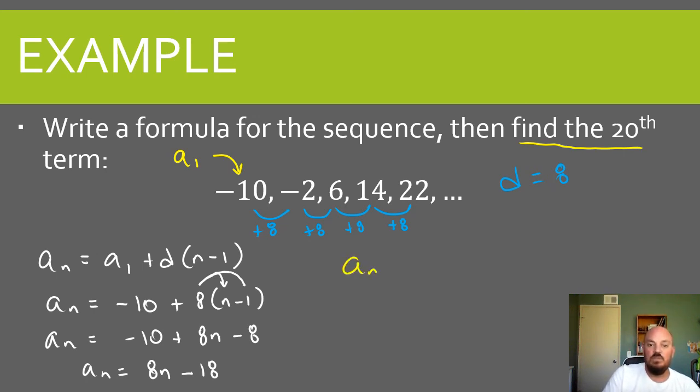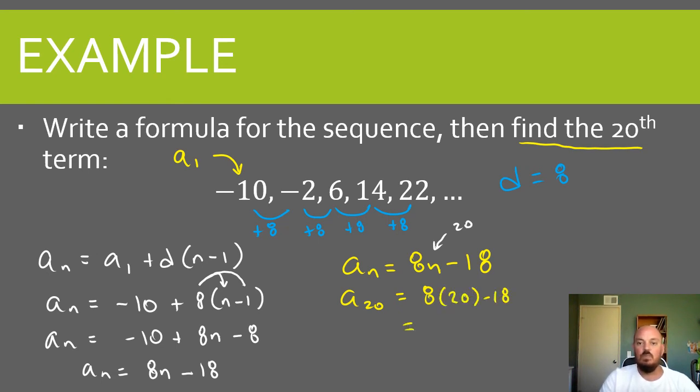So if I take my formula that we just found, and I say I want to find the 20th term, that would be a20. Well, I'm using this just like function notation. I'm basically just putting the 20 right there for n. So I'm going to have 8 times 20 minus 18. And I do the multiplying first. 8 times 20 would be 160. And 160 minus 18 would be 142. So using the formula, I can figure out what the 20th term is without having to write out 20 terms.